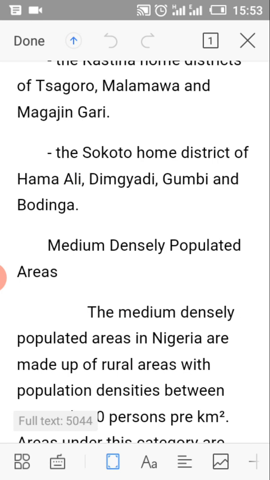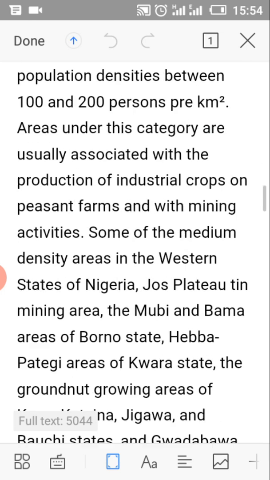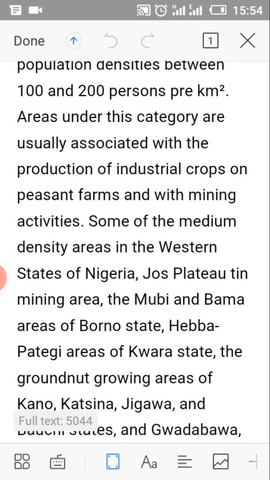The medium densely populated areas in Nigeria are made up of rural areas with population density between 100 to 200 persons per square kilometer. These categories are usually associated with production of industrial crops on peasant farms, and with mining activities.